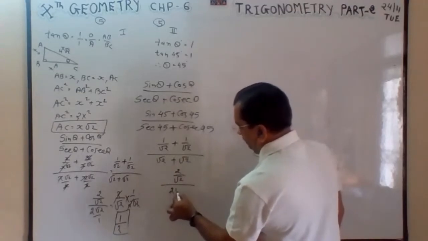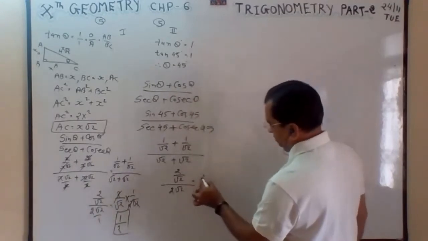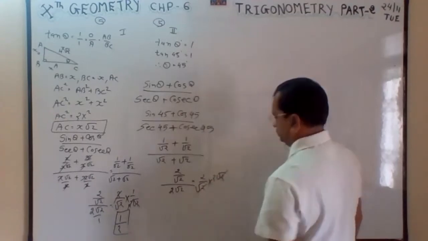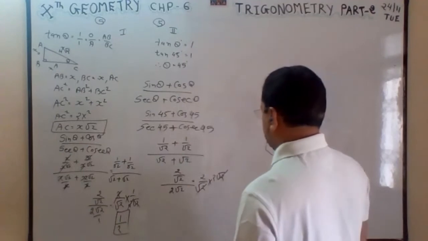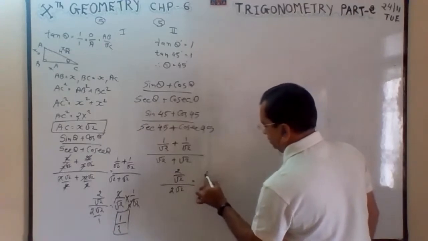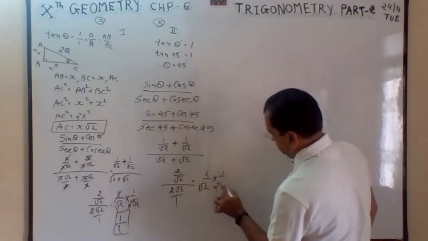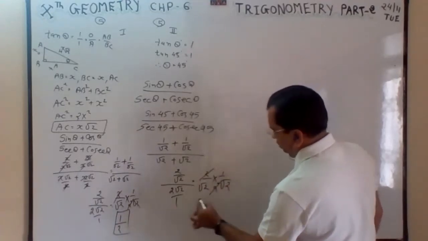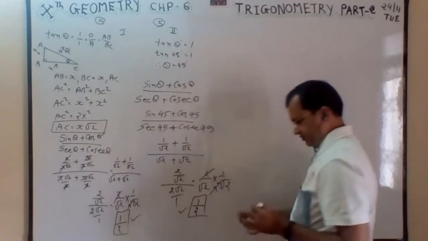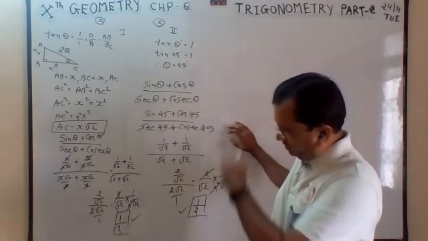Root 2 plus root 2, 2 times root 2. Denominator of the denominator goes in the numerator. So 2 root 2. This is simple. Invert this. Root 2 cancels, root 2 cancels, 1 by root 2 is 2. So this is how it is. If you have that table value knowledge, you can do it by this.